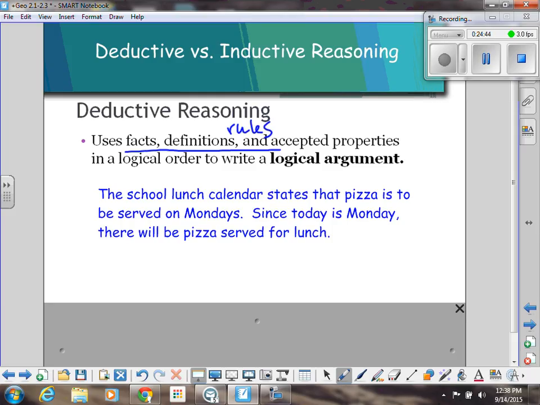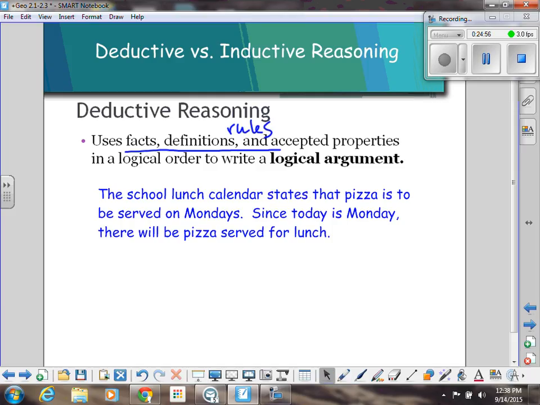So if our lunch lady says, okay, the rule is on Mondays I serve pizza, then you know, okay, if it's Monday, I'm going to have pizza. Or that it's going to be down there at least, right? So that's what deductive reasoning is.